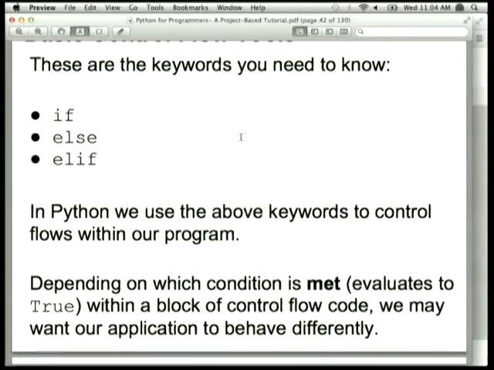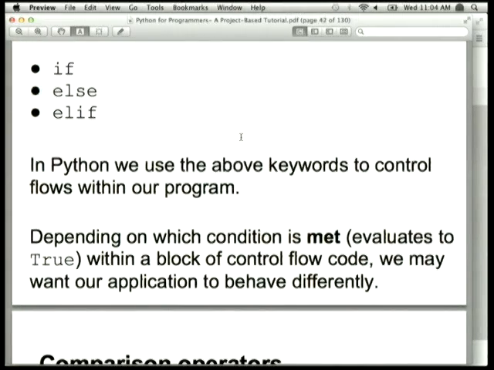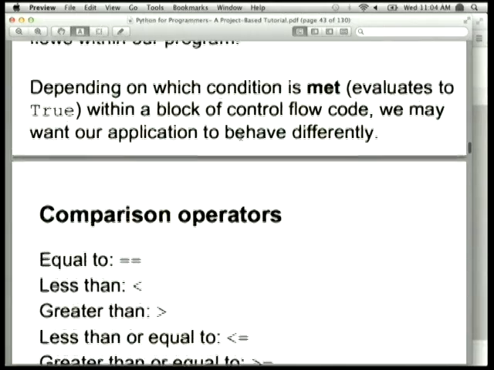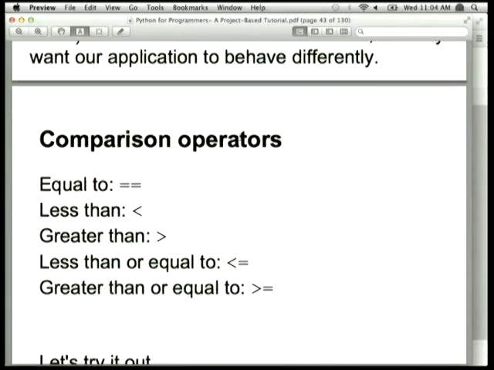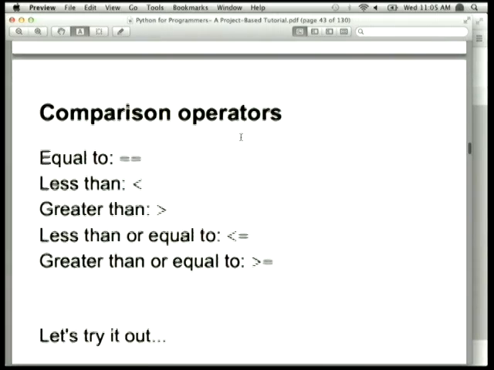So control flows. In Python we have if, else, and elif. Depending on which condition is met, it evaluates to true within a block of control flow code. We may want our application to behave differently, right? If one thing is true and the other thing is not true, or if no conditions are met, then we might not want anything to happen. Comparison operators are standard: double equals sign is equal to, less than, greater than or equal to, less than or equal to. Pretty much what you've seen in any other language.